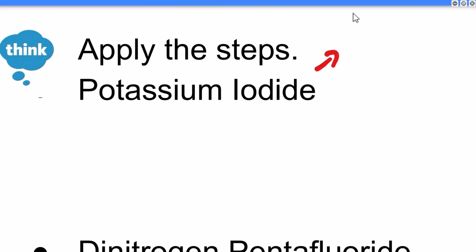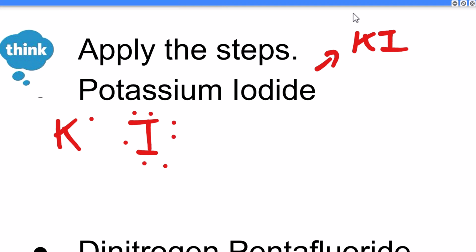Potassium iodide's chemical formula is KI, meaning that it is a metal plus a nonmetal. And so as a result, we're going to draw our Lewis dot structure a little bit differently. Remember, K has 1 dot in its Lewis dot structure, and iodine has 7. So the transfer of electrons is going to be a little bit different. We are going to be donating electrons versus sharing them.